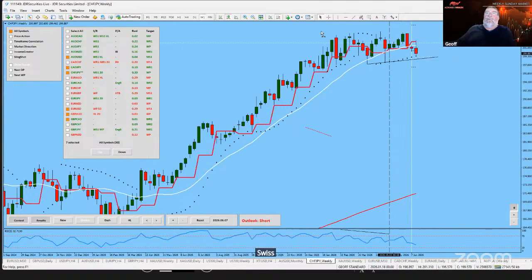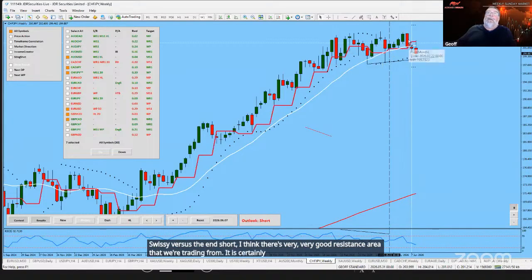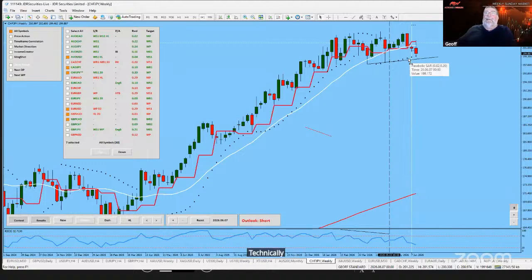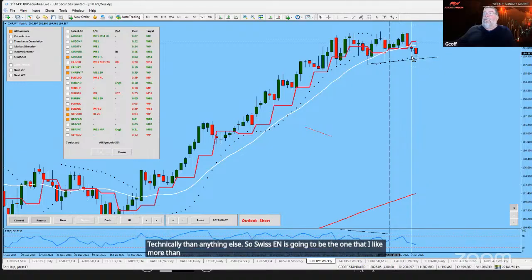Swissy versus the yen short. I think there's a very, very good resistance area that we're trading from. It is certainly counter trend, but I think this one has got more potential from my analysis technically than anything else. So Swissy yen is going to be the one that I like more than anything else.